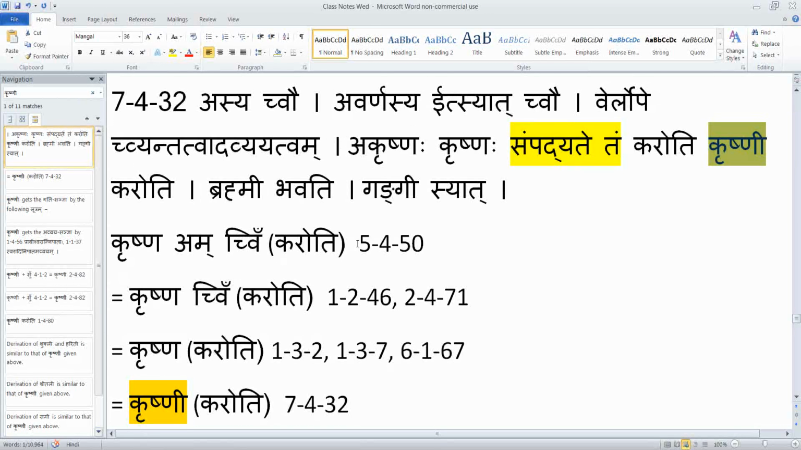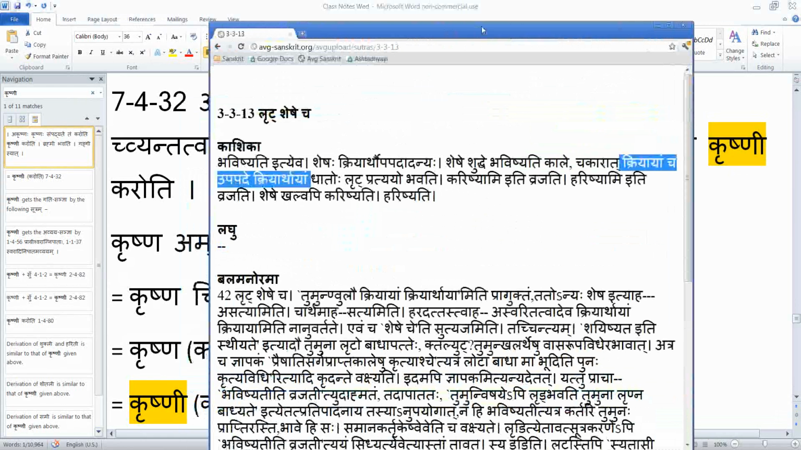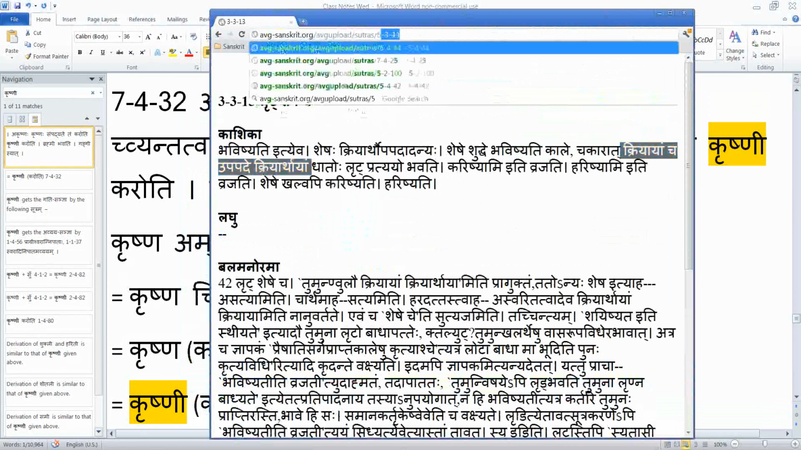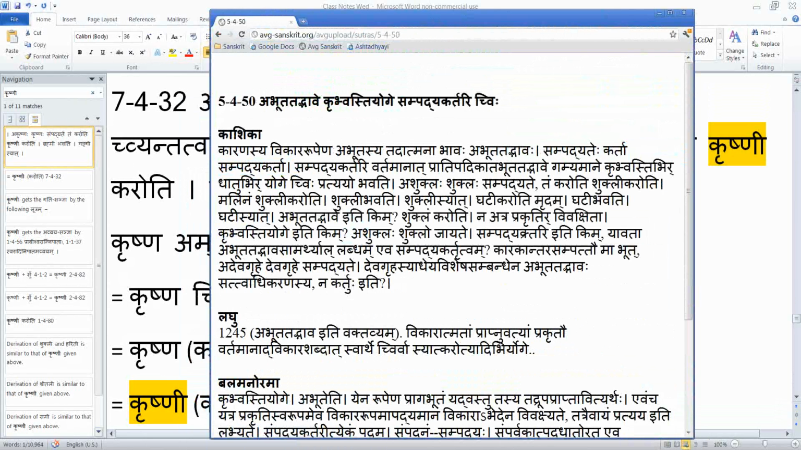We have seen the sutram abhutatad bhave sampad krubvasti yoge sampadyakartari chvihi. That sutram we have seen I think two or three classes back now. Abhutatad bhave krubvasti yoge sampadyakartari chvihi. That means something which was not there before is now becoming that, and it should be only in conjunction with kru and bhu. Nothing new, just revising basically.